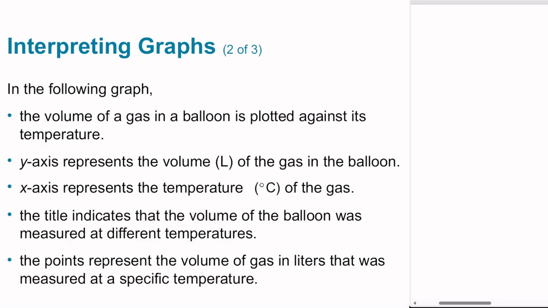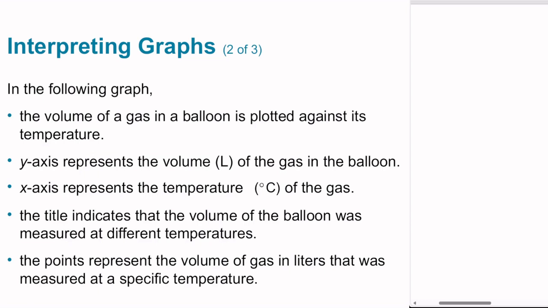So in the next example, we'll observe a graph where the volume of a gaseous balloon is plotted against its temperature, and we'll see the relationship between volume and temperature. You'll also remember that the x-axis represents the temperature, and the y-axis represents the volume. The x-axis is called our independent variable, because we can change it, and it doesn't depend on y. That's the thing we're changing. And then the y-axis represents the dependent variable, that's the volume.